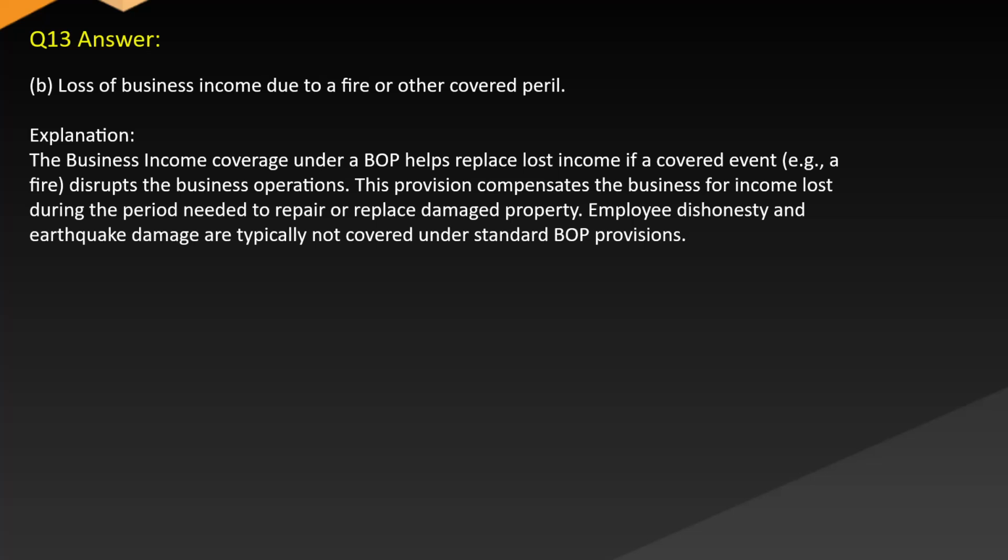Answer: B. Loss of business income due to a fire or other covered peril. Explanation: the business income coverage under BOP helps replace lost income if a covered event, e.g. a fire, disrupts the business operations. This provision compensates the business for income lost during the period needed to repair or replace damaged property. Employee dishonesty and earthquake damage are typically not covered under standard BOP provisions.